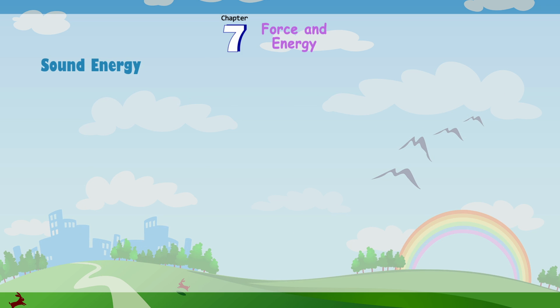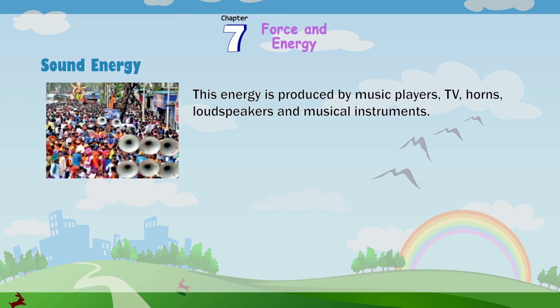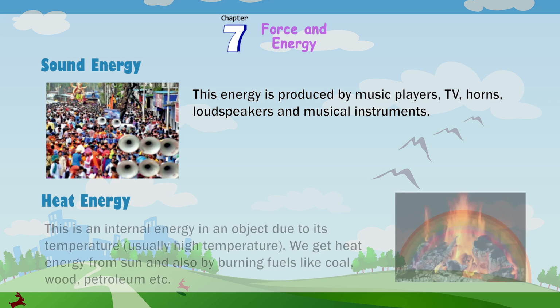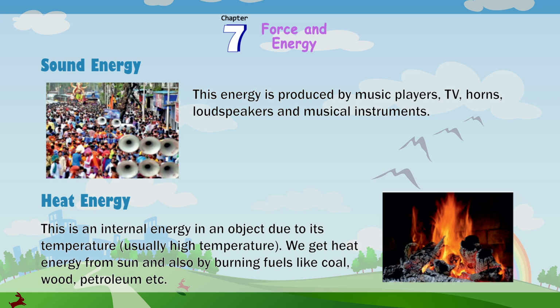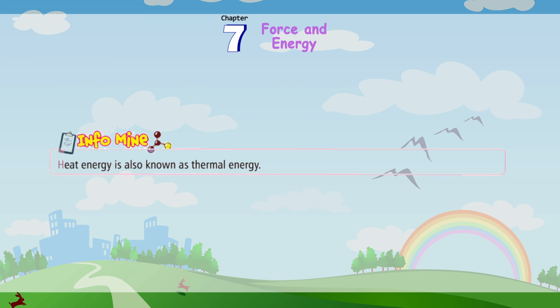Sound energy. This energy is produced by music players, TVs, horns, loudspeakers, and musical instruments. Heat energy. This is an internal energy in an object due to its temperature, usually high temperature. We get heat energy from the sun and also by burning fuels like coal, wood, petroleum, etc. Heat energy is also known as thermal energy.